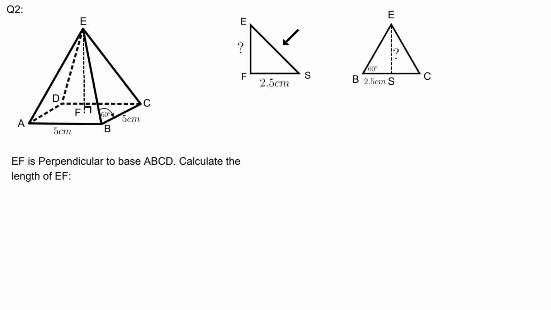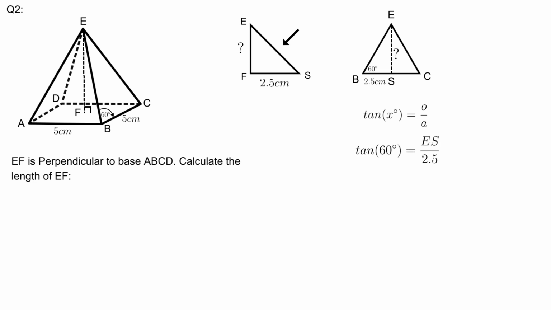Because you have the angle and an adjacent side, BS, you want to find the opposite side, which is ES. Then you can use the tangent function, which is equal to the opposite side over the adjacent side. You could have used Pythagoras as well because the triangles are equilateral. Plug in your values into this formula.